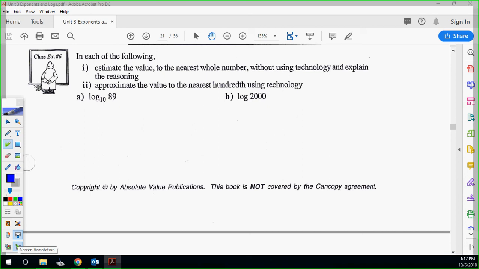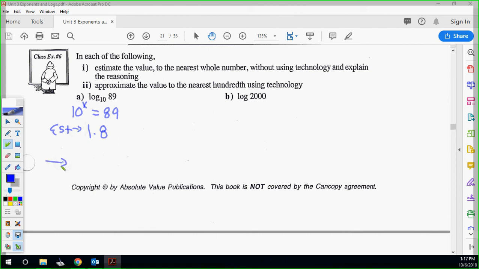So if we estimate the value, log 10 to 89. All you got to do is think about 10 to what power is 89? Well, we know 10 squared is 100, so it's going to be less than 2, and it's going to be bigger than 1. So if I estimated, probably 1.8 would be my guess. That's my estimate. We'll actually calculate here in a second.